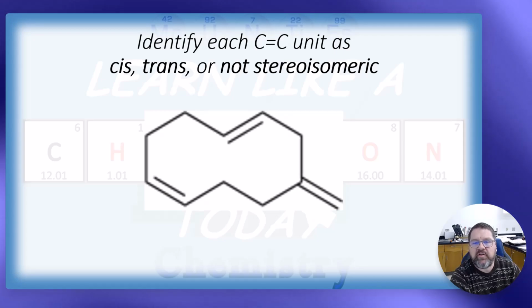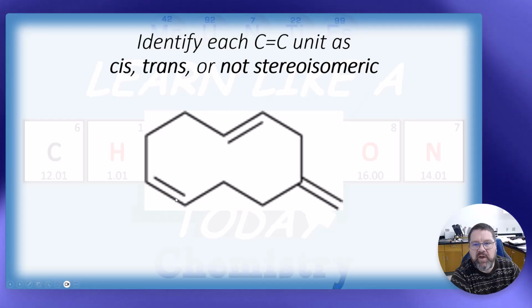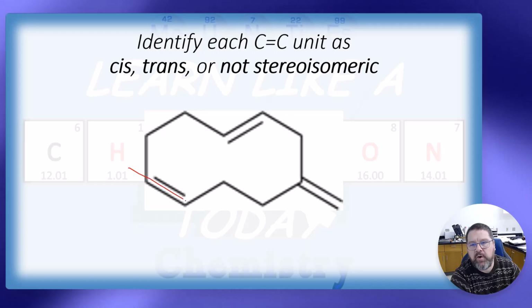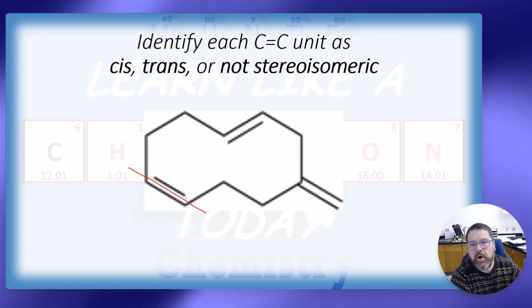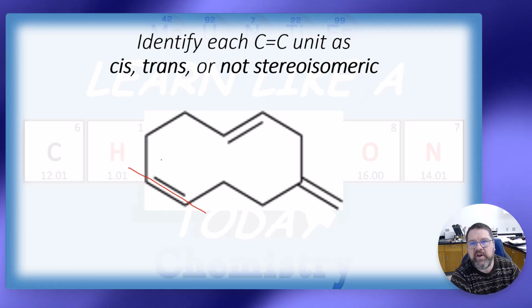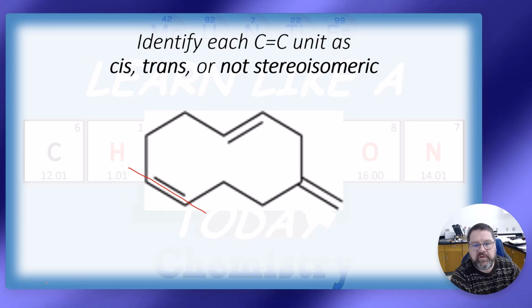And so if we consider each one, again, we look at this first one here, and if we imagine the imaginary line going parallel to the double bond, we see that on each of these carbons, the carbon groups coming off of them are on the same side. So that would be a cis arrangement for that one.